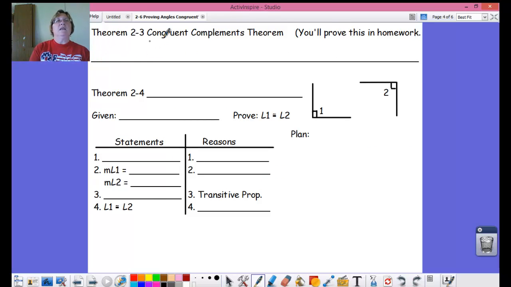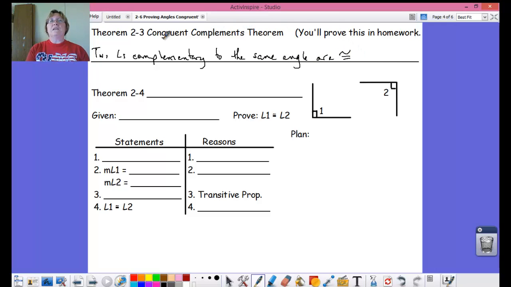I want us to know the theorem in the same way that two angles supplementary to the same angle are congruent. This theorem says two angles complementary to the same angle are congruent. And I would ask you to think before we get away from just this, what does it mean to be complementary? Supplementary was 180. Complementary, that means we add to 90. Now this one, again, we're not going to prove it here in our notes, but you will see it in your homework. So it'll be very similar to the one that we just looked at.